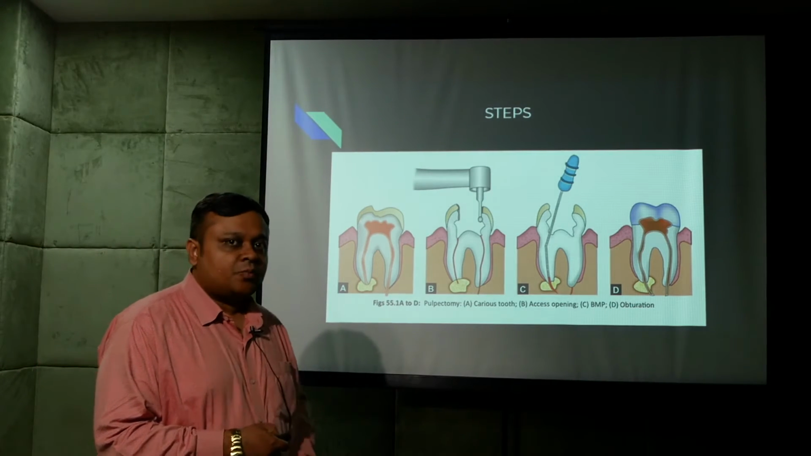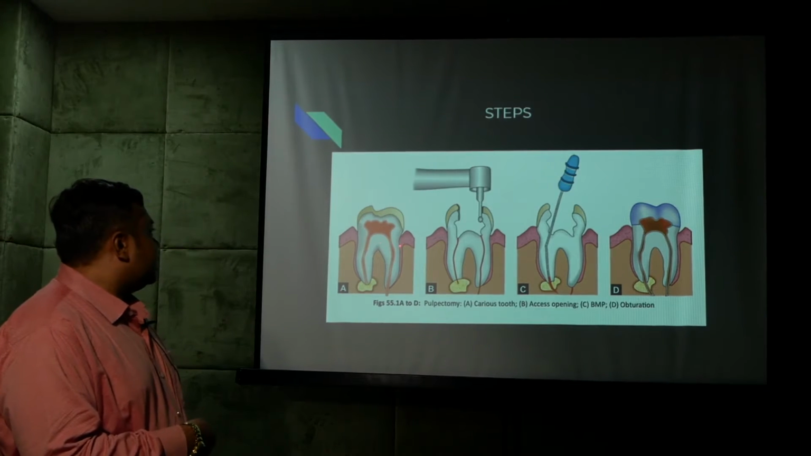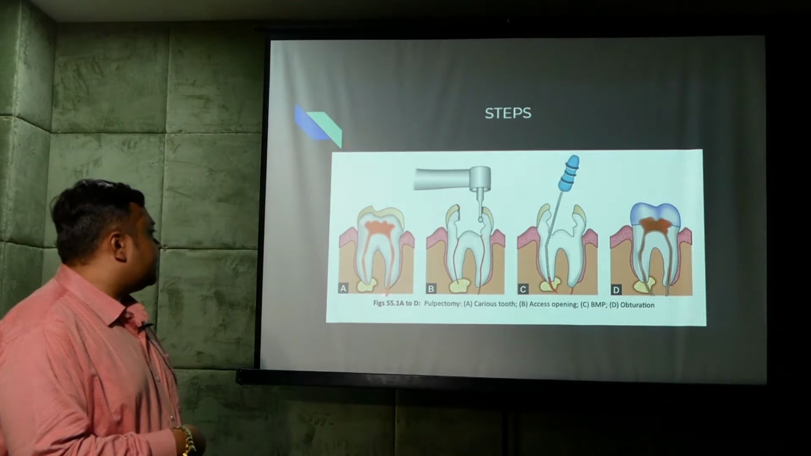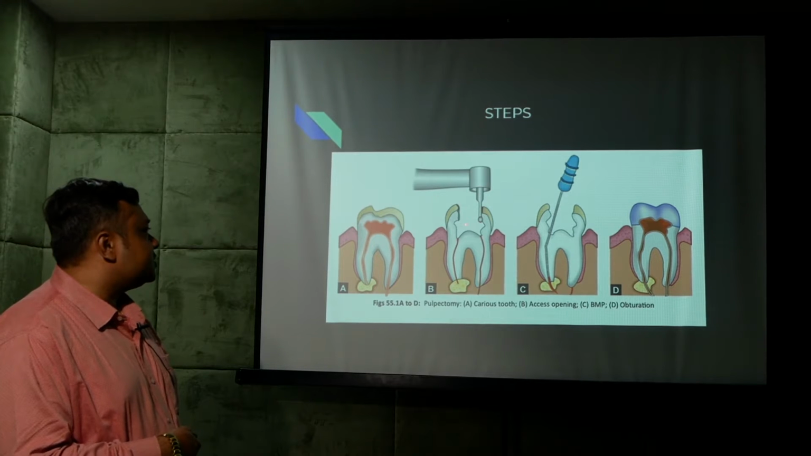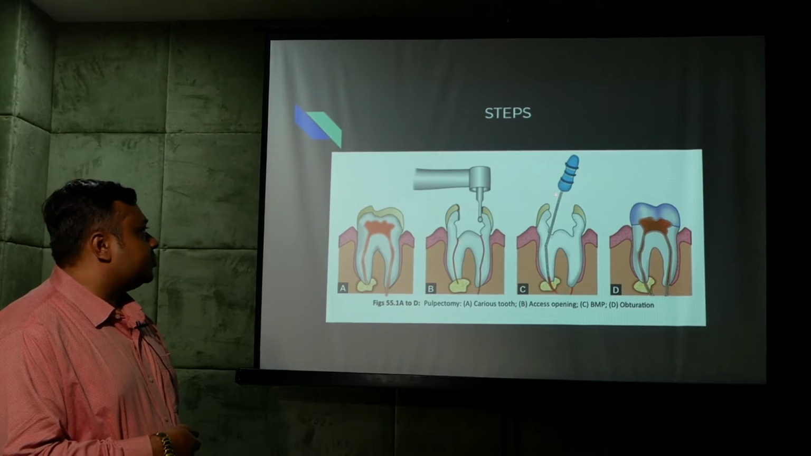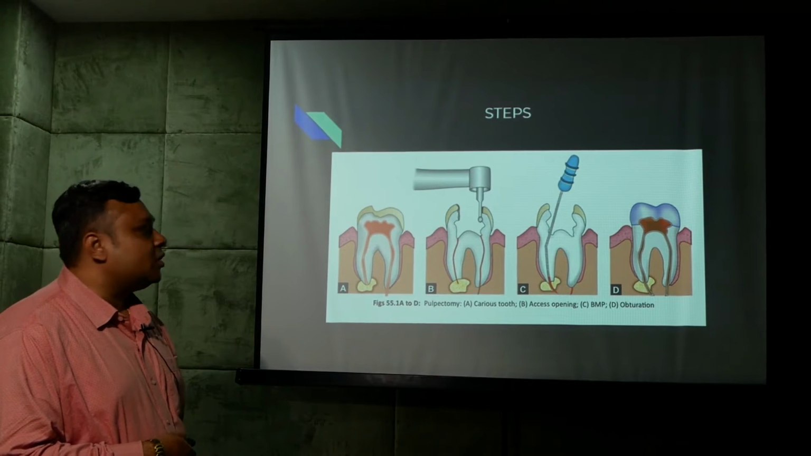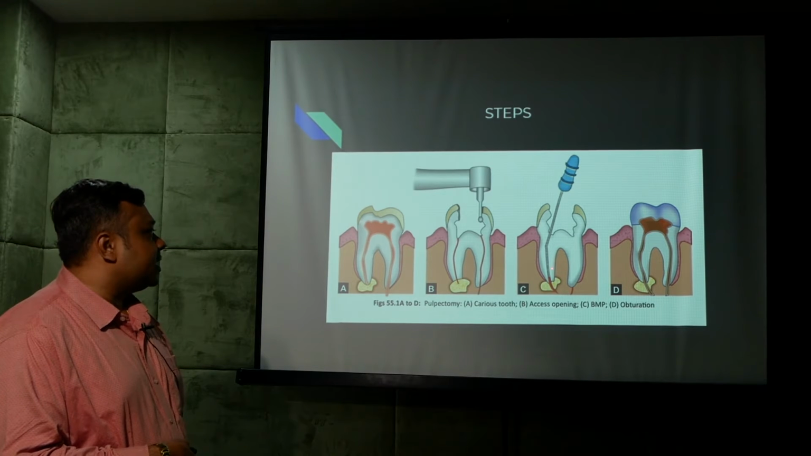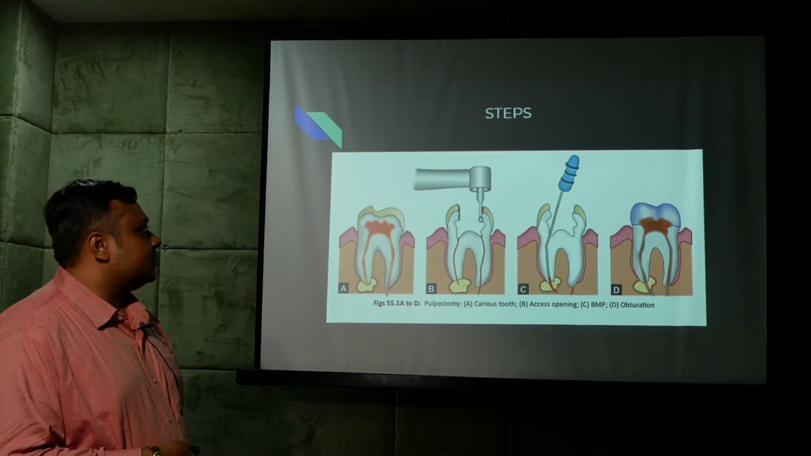These are the steps of pulpectomy. First of all, this is a carious tooth. Suppose there is a periapical pathology, so we gain access to the coronal pulp through a micromotor or an airotor handpiece. After that we use root canal instruments, like a K file or an H file, to clean the canals and fill the canals with the obturation material in the end.